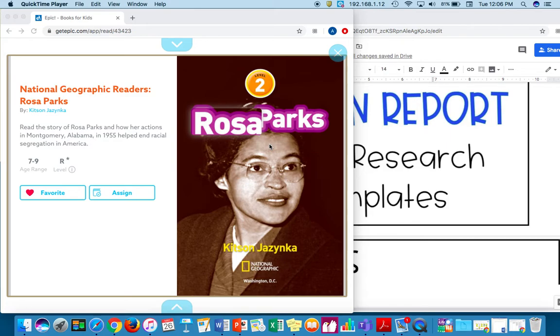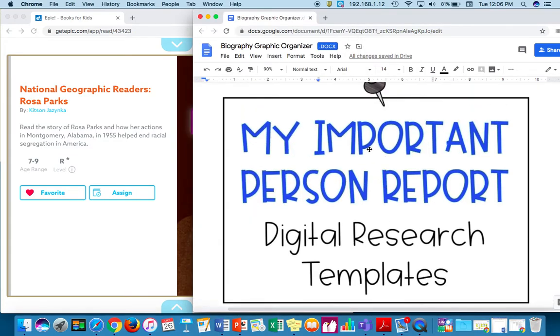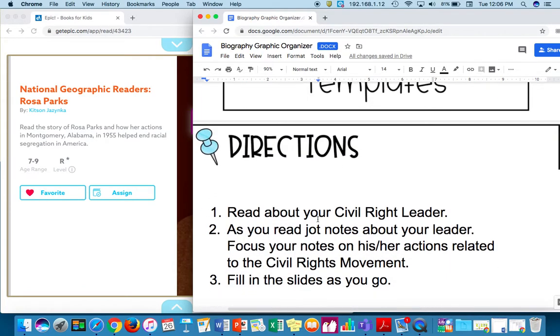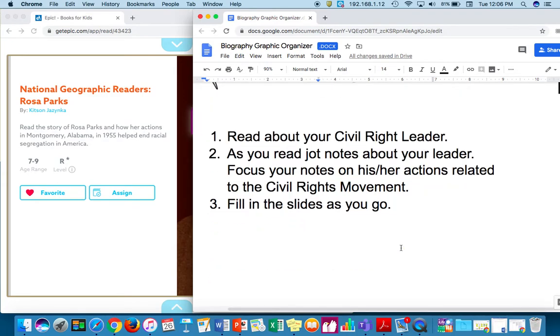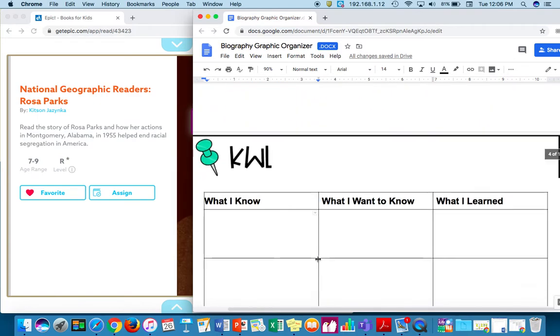We, your teachers, are going to be modeling using Rosa Parks. You, the students, are going to get to choose from a couple different leaders that you would want to research. So your job is not to research Rosa Parks. That is our example. You will choose from a different list. All of you will have a graphic organizer that looks like this. It will have some directions, including to read about your civil rights leader, to take notes as you're reading, and to focus on his or her actions for the civil rights movement. There'll be more resources, including the ones that we have sent you.